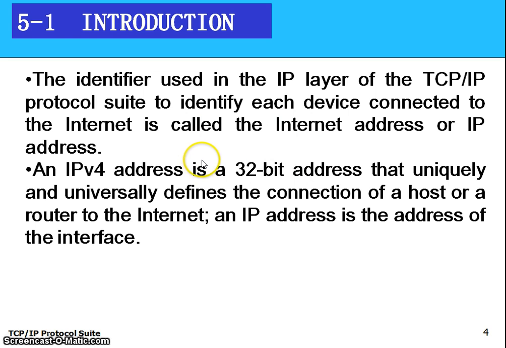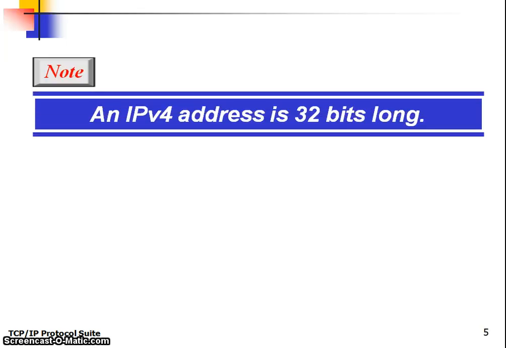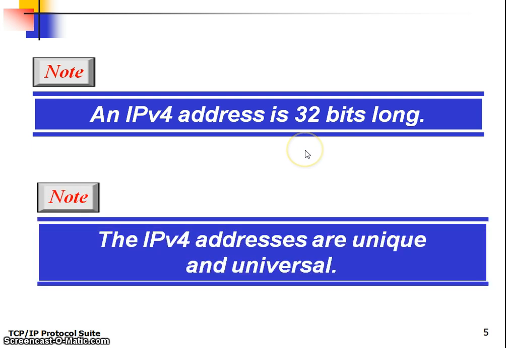There are two versions of IP protocol, IP version 4 and IP version 6. Here we are going to concentrate on IP version 4. An IP version 4 address is a 32-bit long address, and it is assigned uniquely and universally to each device. So note that IP version 4 is 32 bits long and it is assigned uniquely and universally.